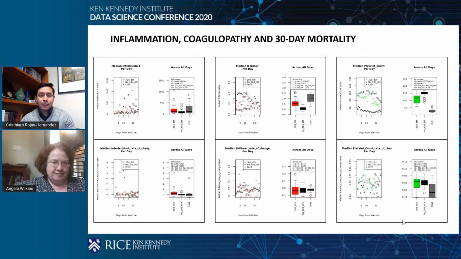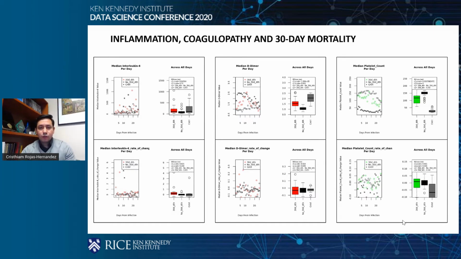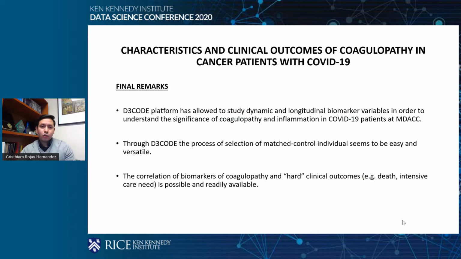Yes, and finally, the same type of outcomes and observations in regards to the clotting biomarkers. So my final remarks would finish with the D3CODE platform at MD Anderson has allowed us to study dynamic and longitudinal complex biomarkers in order to understand the significance of coagulopathy and inflammation in COVID patients. Also, the process of selection of match control individuals seems to be easy and versatile, and the correlation of biomarkers and hard clinical outcomes such as death and intensive care is possible and readily available through this platform.